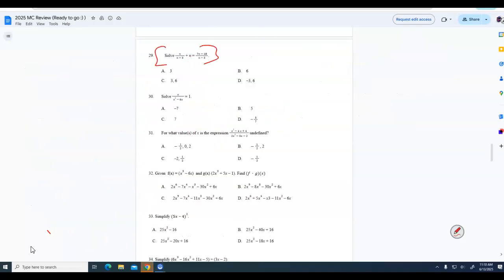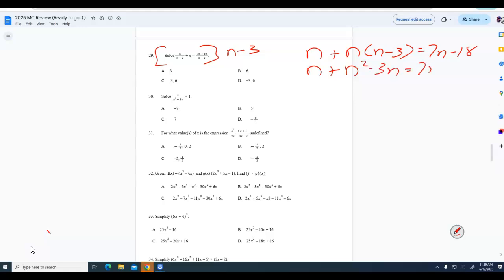The common denominator is just n minus 3. So we're left with n, because the n minus 3 cancels in the first fraction, plus n times n minus 3 equals 7n minus 18, because the n minus 3 cancels in the fraction on the right. Once again, this becomes factored. n plus n squared minus 3n equals 7n minus 18. n squared minus 2n equals 7n minus 18.